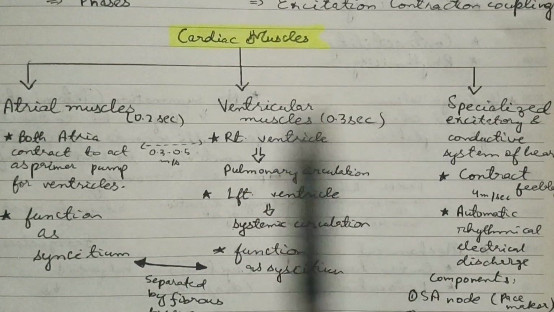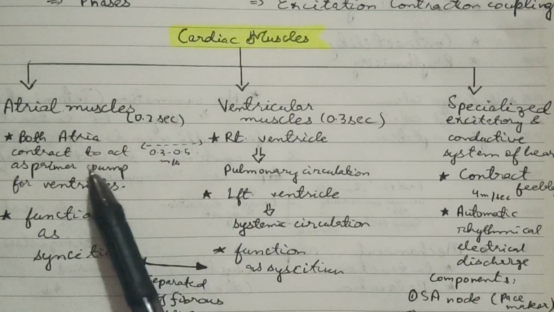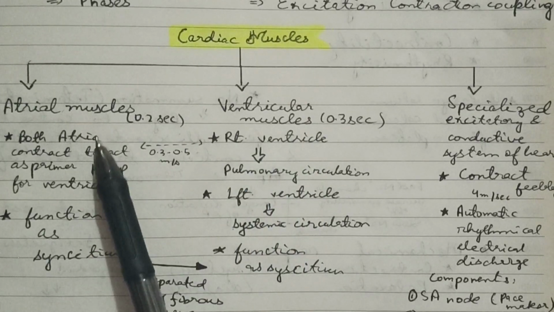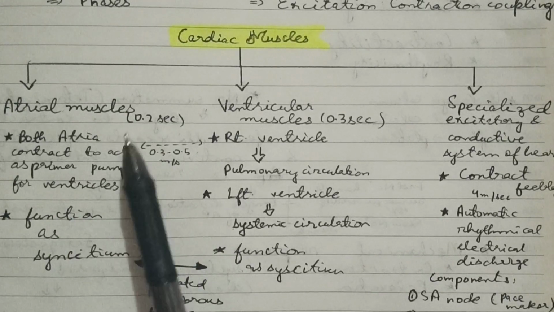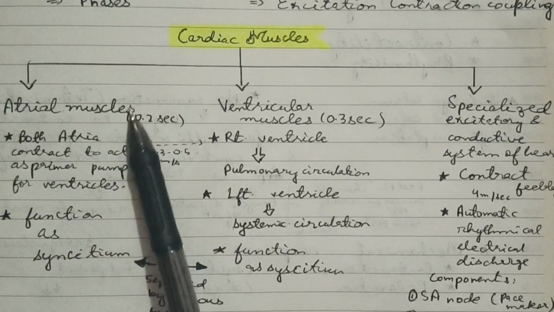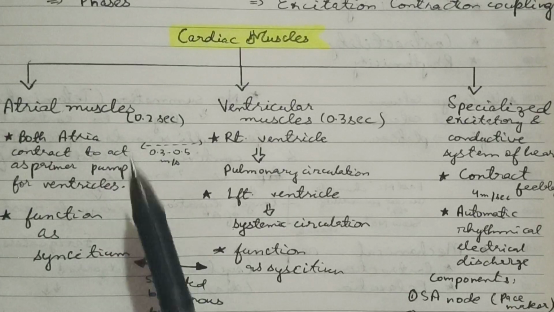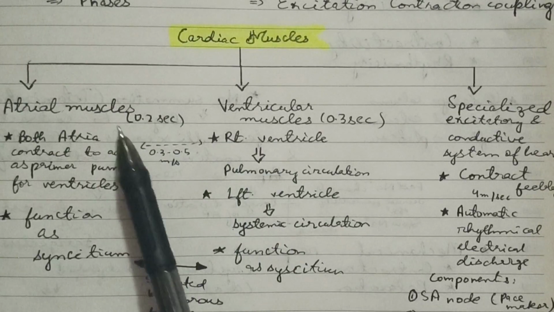Okay, now the atrial muscles act as a primer pump for the ventricles. What will the atria do? The atria will collect blood from the superior and inferior vena cava as well as the pulmonary vein, and they will fill up with blood, and when they contract, the blood will move towards the ventricle. So it is necessary that the atria should contract ahead of the ventricles.